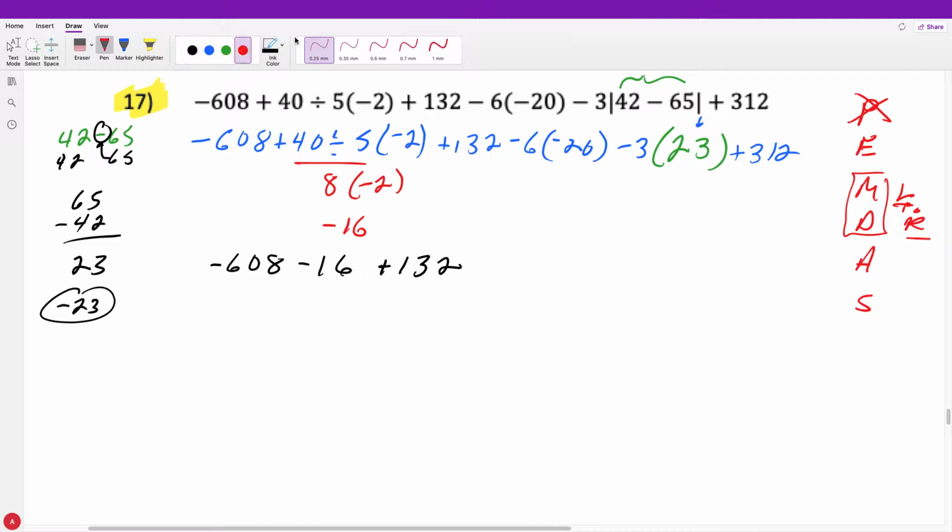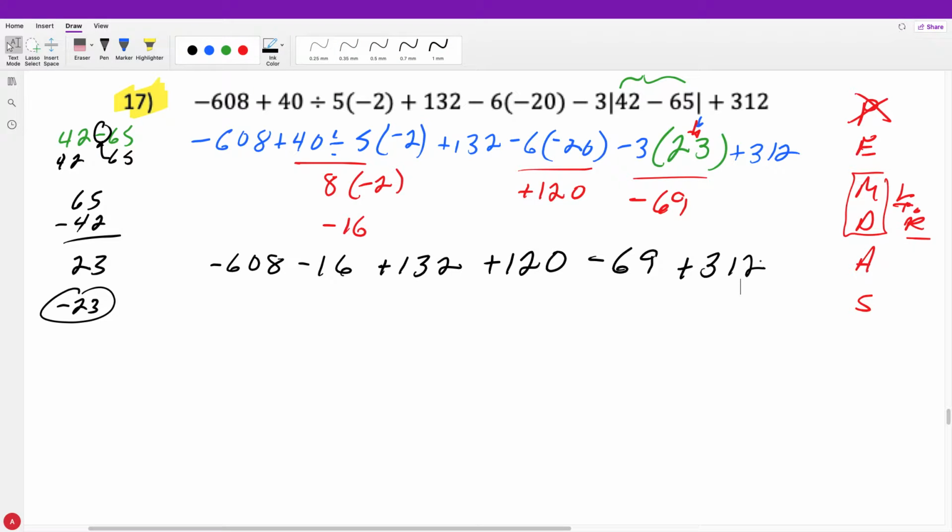And then when I get to this one, I have negative 6 times negative 20. Negative times negative gives me a positive. 6 times 20 gives me 120, so it's plus 120. So I know that's going to be here, plus 120. And then I have this multiplication as well. Even though absolute value makes this number positive, it's being multiplied by negative 3. So we know that this is going to give me a minus, and 3 times 23 is going to be 69. So then we have minus 69 plus 312.